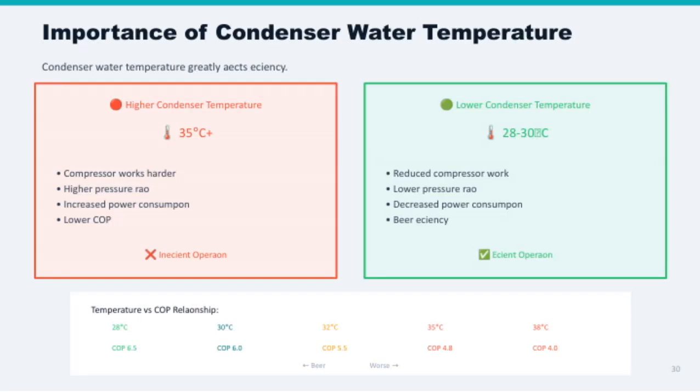Let's talk about how condenser water temperature impacts efficiency. When the temperature stays between 28 and 30 degrees Celsius, the system runs smoothly. The compressor doesn't have to work as hard, pressure stays manageable, and power consumption drops. That means better efficiency with a higher coefficient of performance. But once temperatures climb above 35 degrees, everything changes. The compressor strains, pressure rises, power use spikes, and efficiency falls. Keeping condenser water cool is key to running efficiently and saving energy.